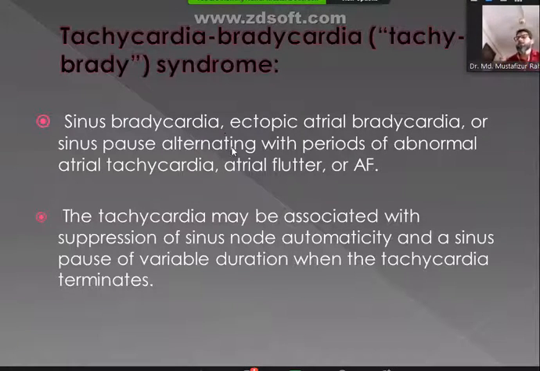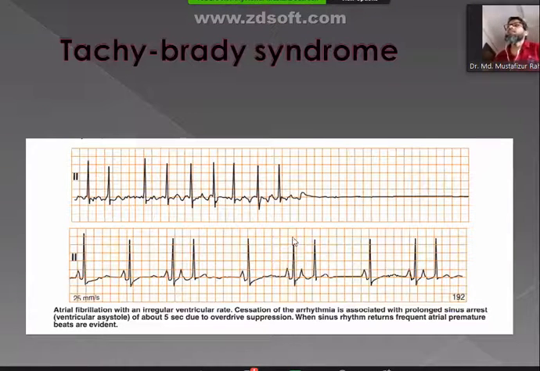That is sinus bradycardia, ectopic atrial bradycardia, or sinus pause alternating with periods of abnormal atrial flutter or fibrillation. The tachycardia may be associated with suppression of the SA node automaticity, and there will be a sinus pause or a variable degree of bradycardia, ectopic atrial brady or sinus pause. Initially the tachy will start, then the depression of the SA node automaticity, then a pause, then again the sinus rhythm or tachy will occur. This is the example of the tachy-brady syndrome.